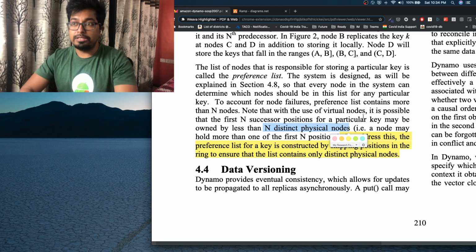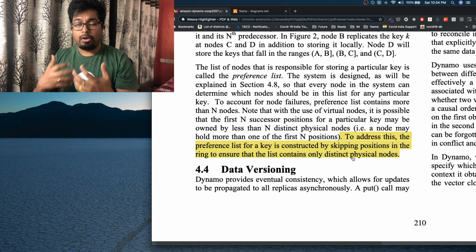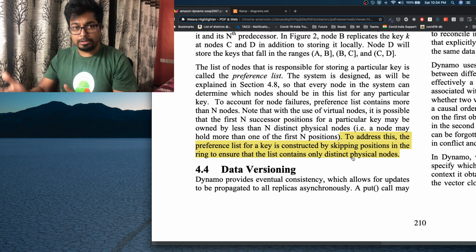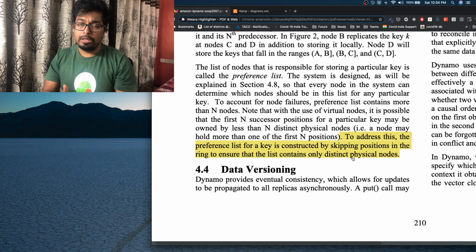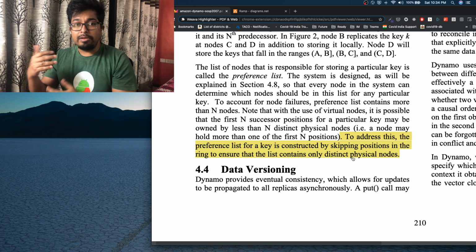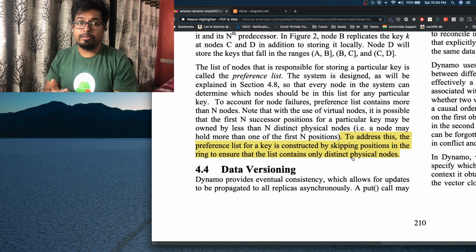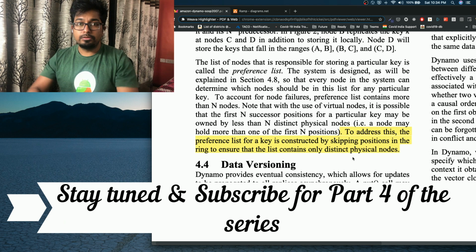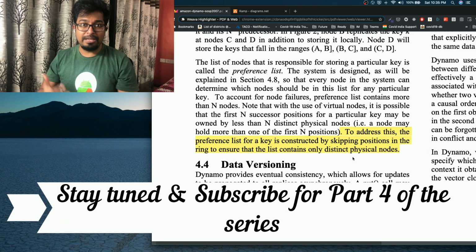Now, Dynamo is intelligent there. To address this, the preference list for a key is constructed by skipping positions in the ring to ensure the list contains only distinct physical nodes. Now, a lot of databases like Cassandra go even further, where they make sure that the data is replicated in storage hosts which are sitting in a separate rack in a data center, so that even if an entire rack goes off, your data is still safe. So that is how the redundancy and replication is being built in.